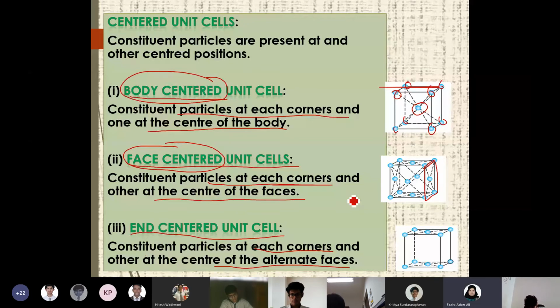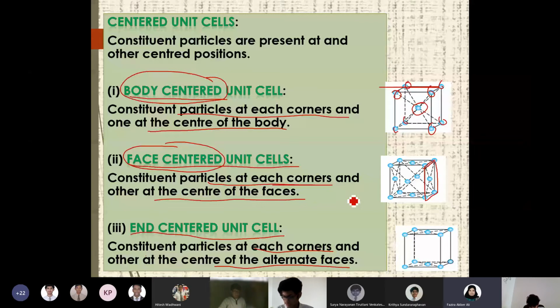Is that clear? So in face-centered, there is no center particle, right? No, not at the center of the body, only at the center of each face. So we're going to discuss one by one again in detail by calculating the number of particles. You will understand much more at that time. So let's start with, yeah.